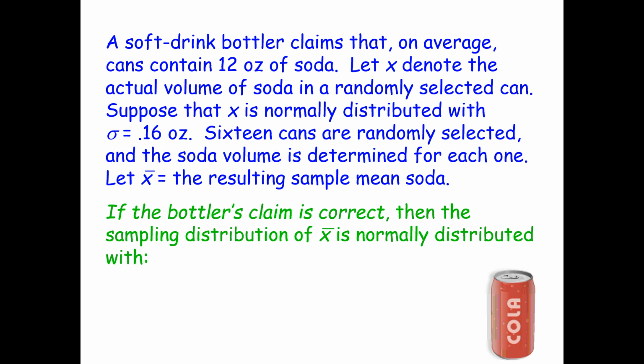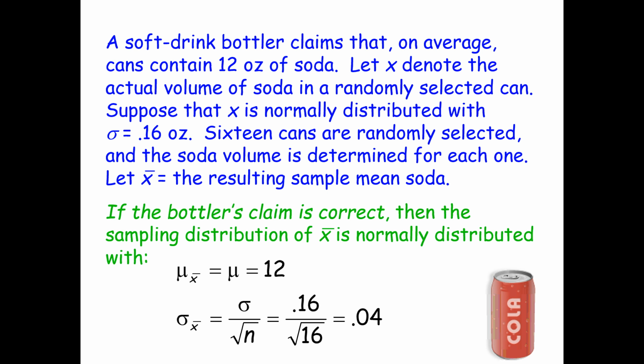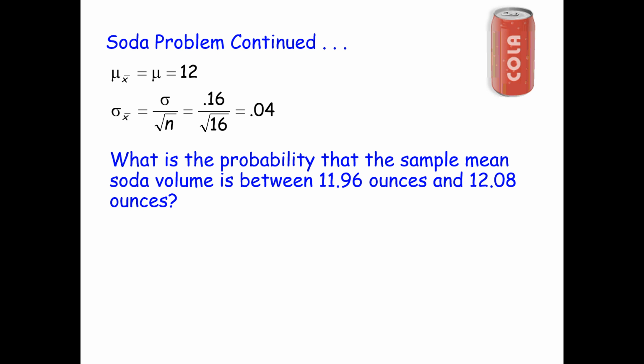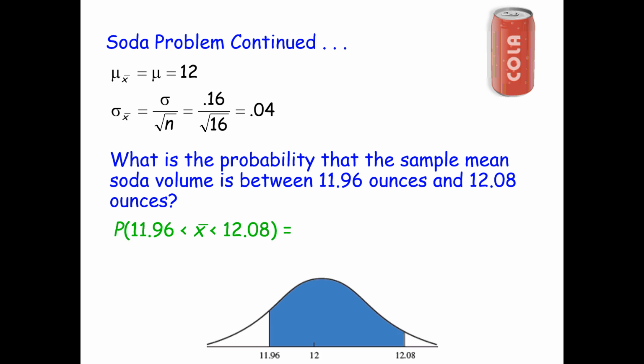Now, if the bottler's claim is correct, then the sampling distribution of our sample means is going to be normally distributed with a mean equal to our population mean of 12 and a standard deviation of 0.04. So, what is the probability that the sample mean of the soda volume is between 11.96 ounces and 12.08 ounces? So we're looking for the area between those 2 points.